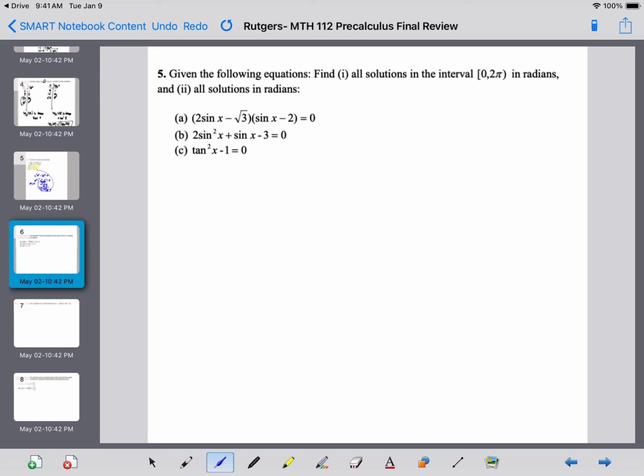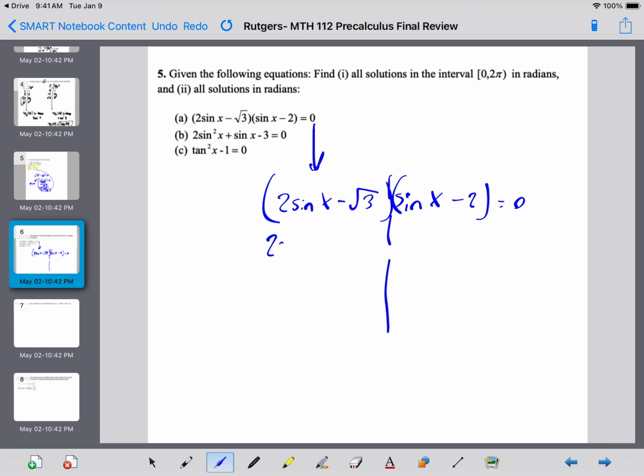Okay, so we have this factored form, right? So that means you could use your zero product law. Set these equal to 0, right? Zero product law. If you have all factors, then they could all equal 0. If one of them equals 0, then the whole function zeroes out. So I'm going to add radical 3 over here, and I'm going to divide by 2. So I get sine of x equals radical 3 over 2.